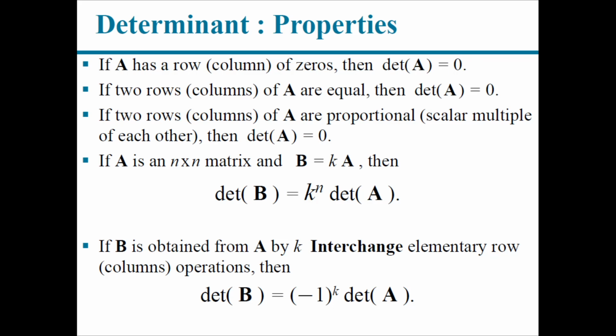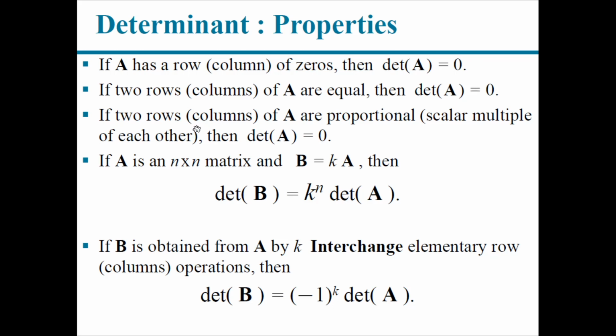From these observations, we have some properties. If I have a row or a column of zeros in my matrix, determinant is 0, because I can expand by any row or any column. So I would choose a row full of zeros. If I have two rows or two columns that are equal, so the same numbers at the same places, then determinant is 0.